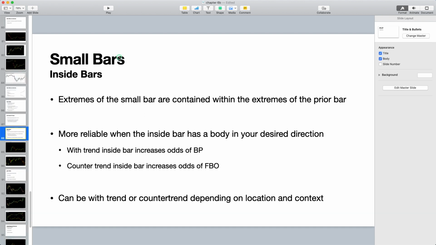There's a special class of small bars called inside bars. I've talked about these throughout the chapter, so I'll only go over this briefly, but it's when the extremes of the small bar are contained within the extremes of the prior bar. So it's not just a small bar, but it has to be contained within the prior bar. And again, it's more reliable when the inside bar has the body in your desired direction. And so with trend inside bar increases the odds that it's a breakout pullback.